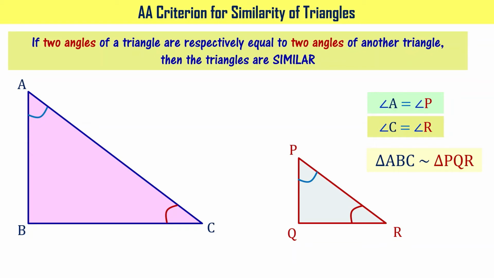You don't need to worry about all that. If two of the corresponding angles of a triangle are respectively equal to two of the angles of another triangle, then you can say that those two triangles are similar. This is the idea of the AA criterion of similarity of triangles. Please note this.